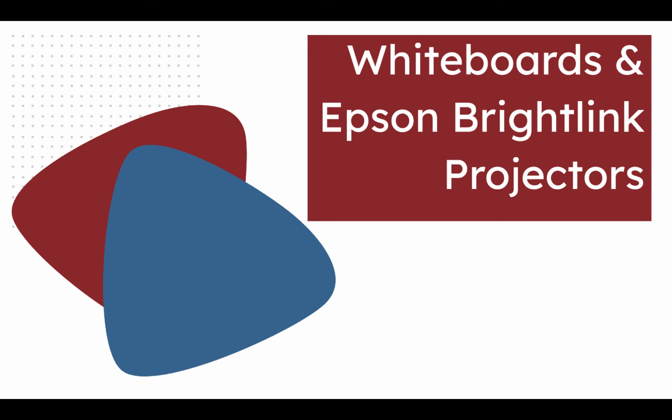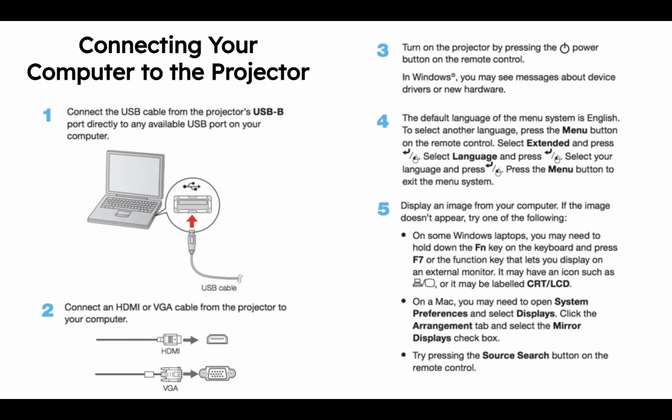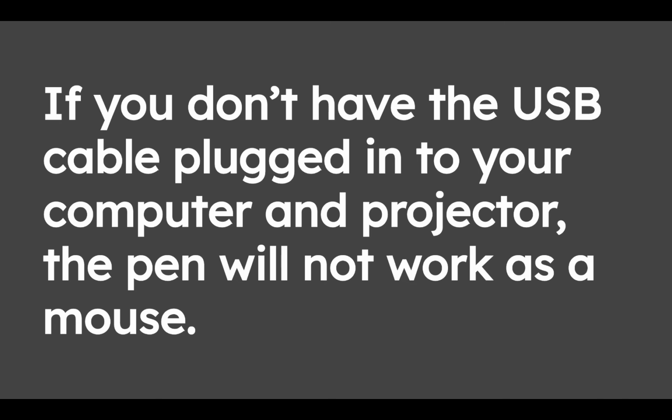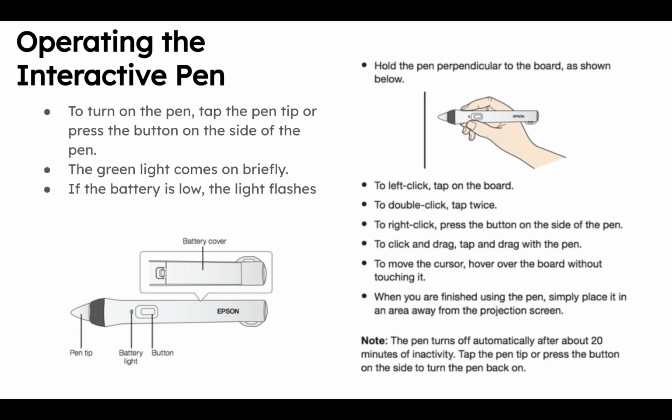A couple things to note when using your Cami whiteboard and your Epson Brightlink projector is that when you're in mouse mode, what you do up on the board actually goes right into your Cami document. So here's a few pieces on connecting your computer to the projector. In order to use mouse mode, you have to ensure that the USB cable is plugged in. And if you don't have that USB cable plugged into your computer and your projector, the pen will not work as a mouse. Here's a few instructions for how to operate the interactive pen.